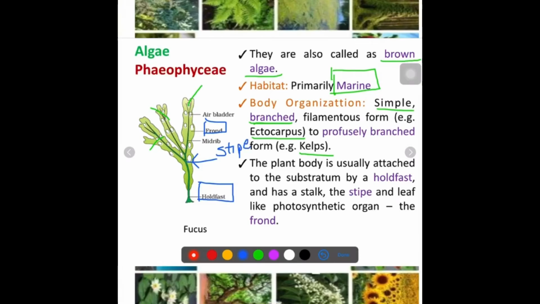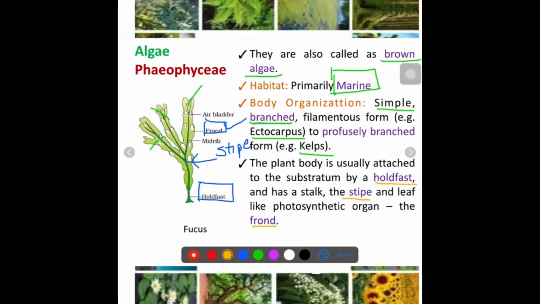Next, it also has a somewhat leaf-like structure and we are calling it a frond. And this frond works as a photosynthetic organ. So in the brown algae, there are three main important parts. I just underlined them. The first one is called holdfast, which attaches to a substratum. Second, stipe. It is a stalk-like portion that provides support. The third one is the frond. It is a photosynthetic part.